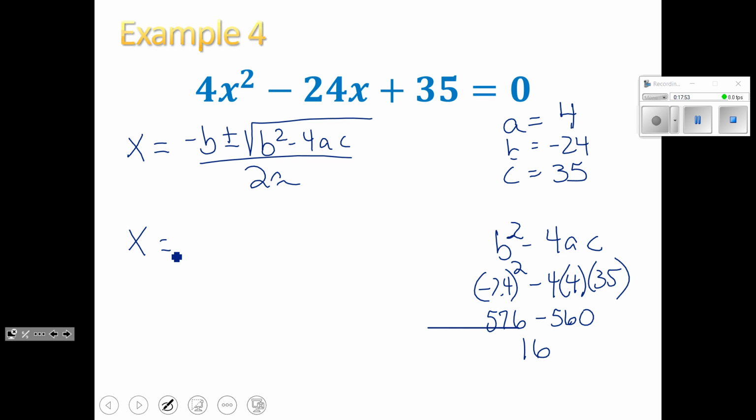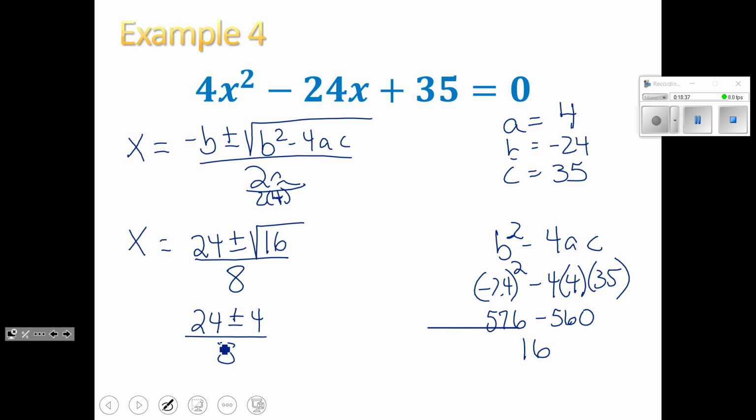So let's plug in. The opposite of b is going to be a positive 24, plus or minus the square root of 16, all divided by 2 times 4, which is 8, because it's 2 times a. So a is 4, so 2 times 4 would be 8. So the question is, do you leave it or do you keep going? We're going to keep going because 16 is perfect. The square root of 16 is 4. So 24 plus or minus 4 over 8.